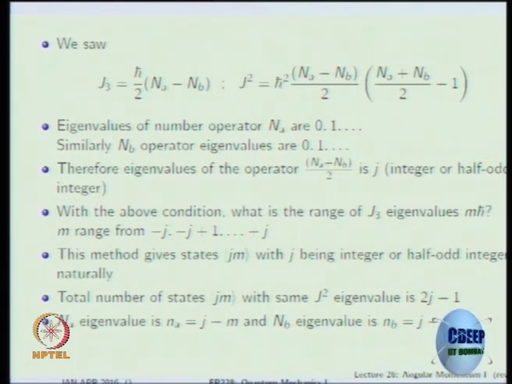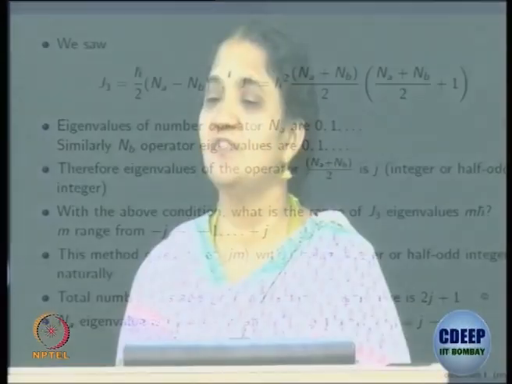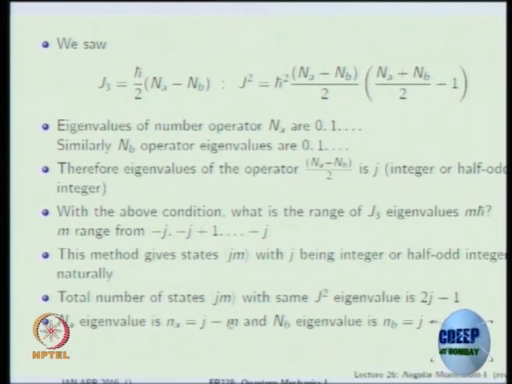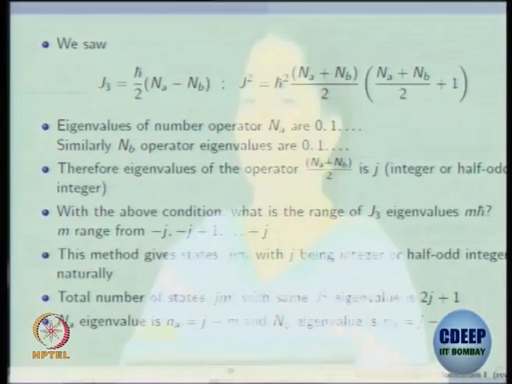J minus m, it has to be integer. If j is half odd, then m also is half odd. So the difference between two half odd numbers will be an integer, or the sum will be an integer. Very beautiful. Conversely also it's consistent. If you start getting the number operator eigenvalues to be half odd integers, we are stuck. We can't use this.